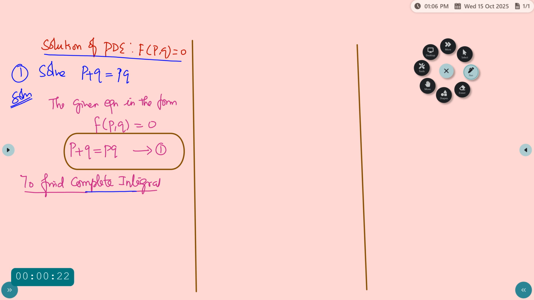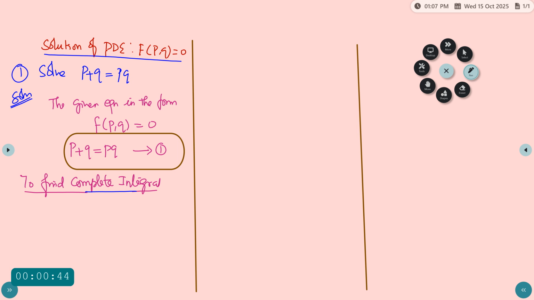Whether it is p plus q equal to 1, or pq equal to 4, or p square plus q square equal to 5, it is purely in terms of p and q. Now we are going to discuss how to find the solution for this particular PDE. Let us start the solution.